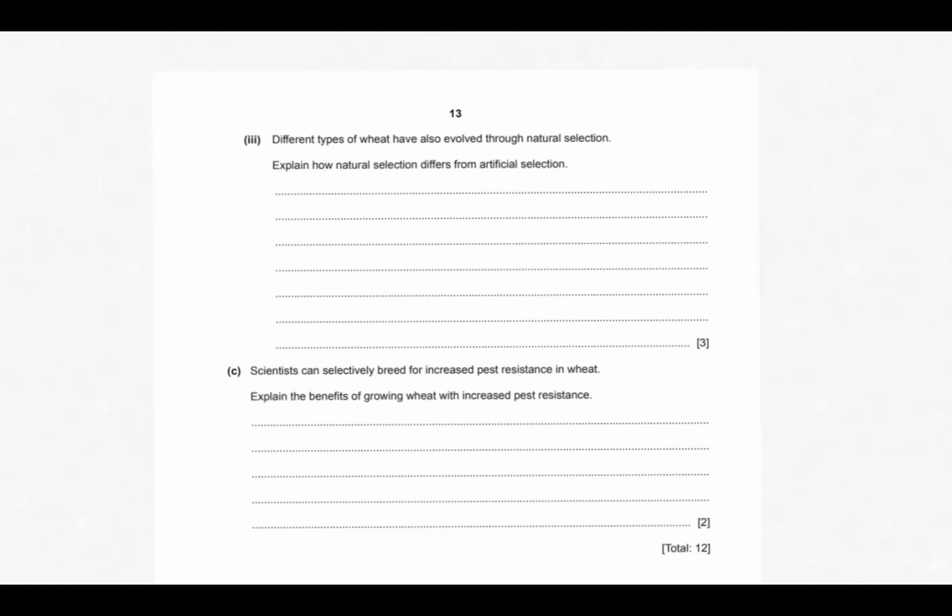This question says that different types of wheat have also evolved through natural selection. Explain how natural selection differs from artificial selection. So natural selection and artificial selection are very similar to one another. So we can explain this in simple terms.